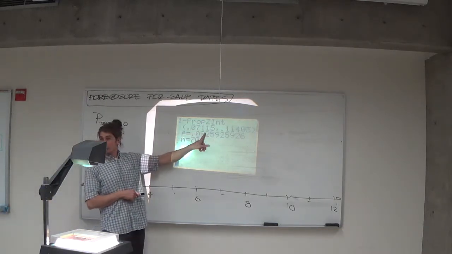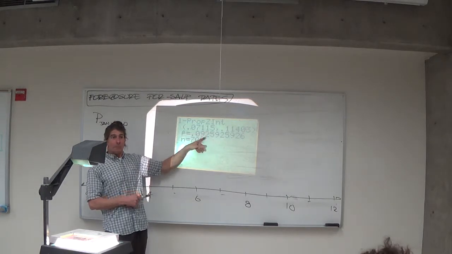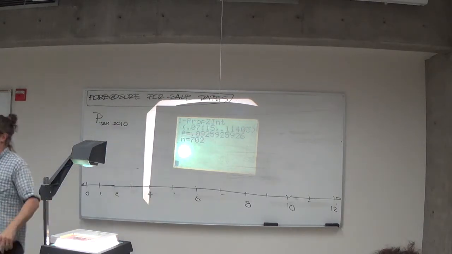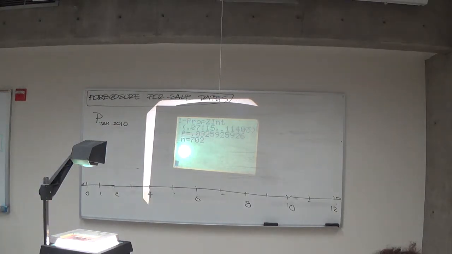So 9.3% would be the center of the interval, but you wouldn't report that as the foreclosure for sale rate because that pretends it's a parameter. That would only be the case if you counted all 702 houses, if that's all there were, and 65 of them were foreclosure sales. So you slap the margin on there.